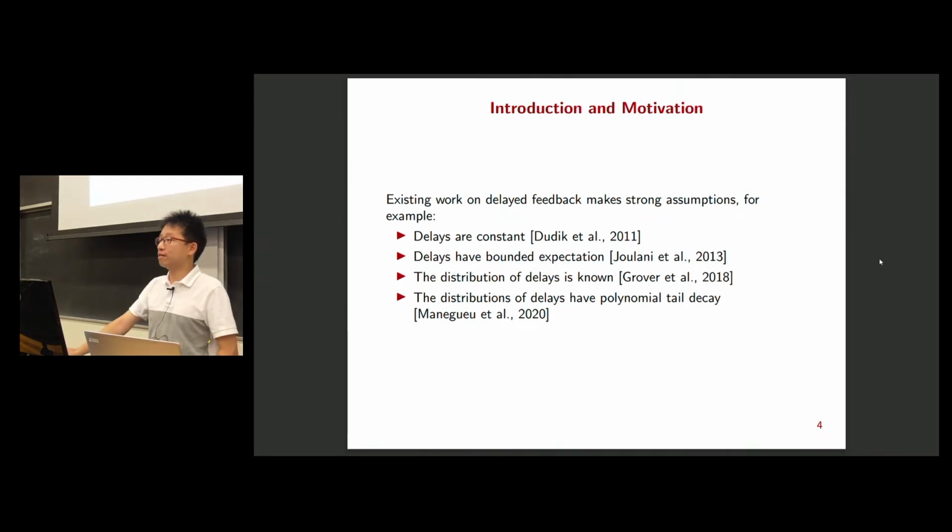So there is some existing work on delayed feedback under this scenario, but they make strong assumptions. For example, one of the earliest results on delays, the 2011 paper by Dudek, assumes the delays are constant. The 2013 paper by Joulani on online learning with delayed feedback has results depending on the expectation of the delay distribution, so the delays have bounded expectation. Following that, there's a 2018 paper on best arm identification with delays, which assumes the distribution of delays is known from previous data. And a recent 2020 paper assumes the delay distributions have polynomial tail decay, and uses that information to construct an upper confidence bound.